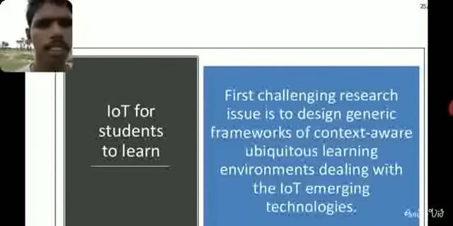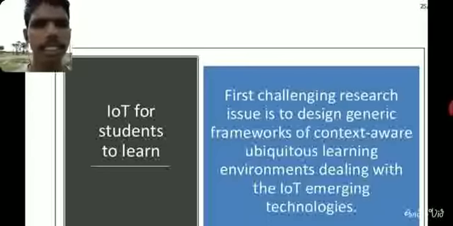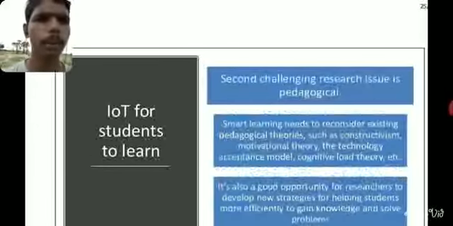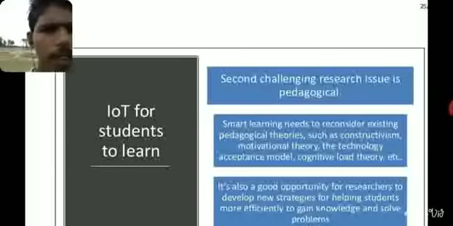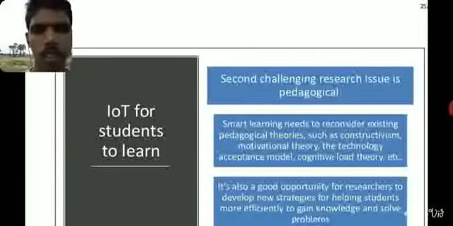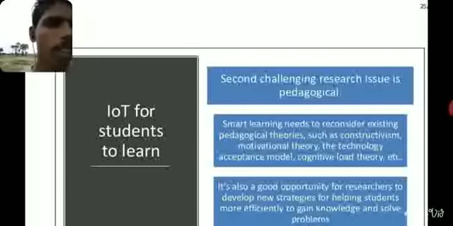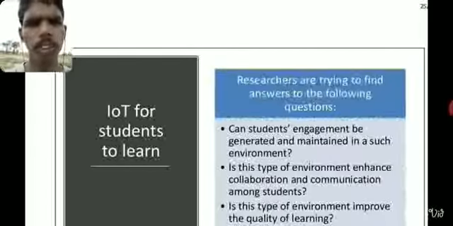The first challenging research issue is to design generic frameworks of context-aware ubiquitous learning environments dealing with IoT emerging technologies. The second issue is that smart learning needs to consider existing pedagogical theories such as constructivist motivation theory, the technology acceptance model, and cognitive load theory. It is also a good opportunity for researchers to develop new strategies for helping students more efficiently gain knowledge and solve problems.